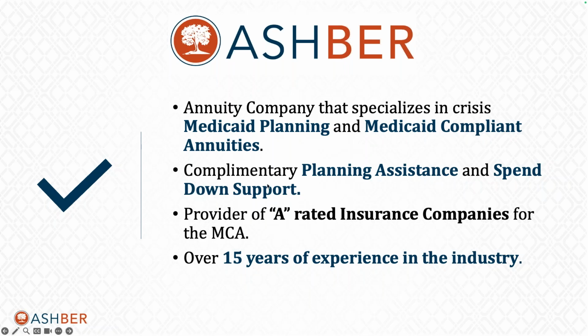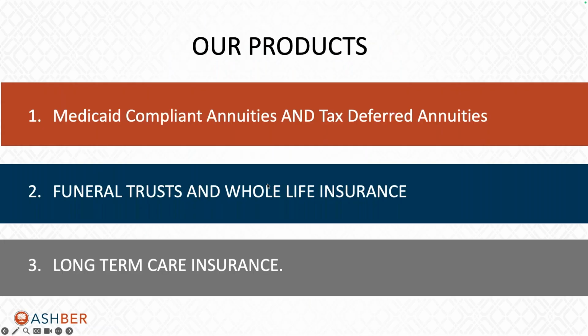All right, so a little bit about our products. We have a line of annuities, basically Medicaid compliant annuities, and then we also have tax deferred annuities as well. We may do a tax deferred annuity in a pre-planning situation, or if you're in Texas, we do those with IRAs, sometimes for Medicaid spend downs. In addition to that, we also have irrevocable funeral trusts and single premium whole life policies in select states to help spend down for Medicaid as well.